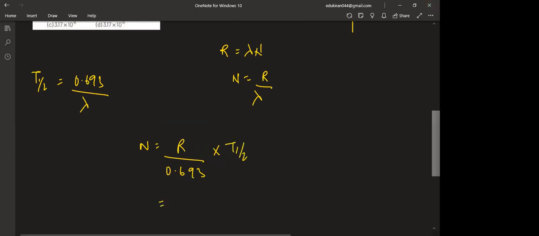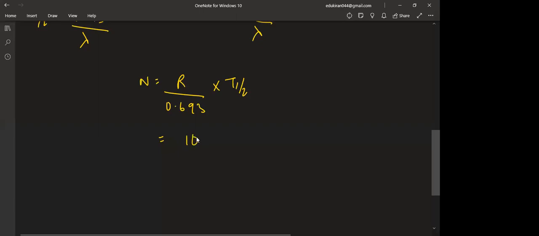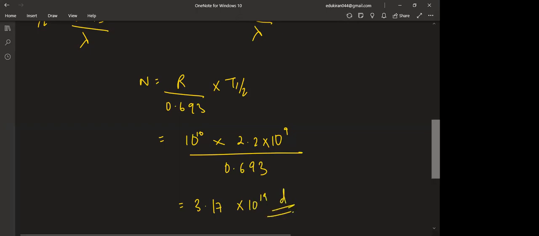The rate of radioactive disintegration is given as 10^10, and the half-life is 2.2 × 10^9. So you just have to substitute the values. This becomes 10^10 × 2.2 × 10^9 divided by 0.693. So this becomes equal to 3.717 × 10^19. So option D is correct. Noted?